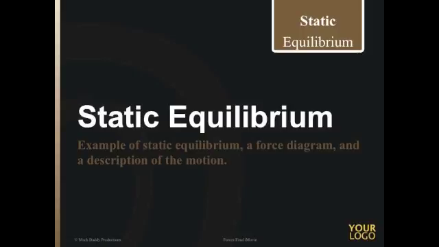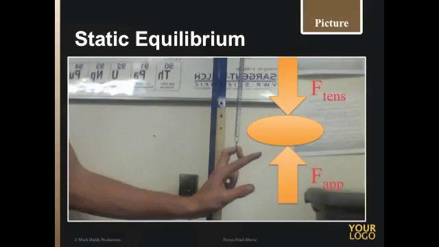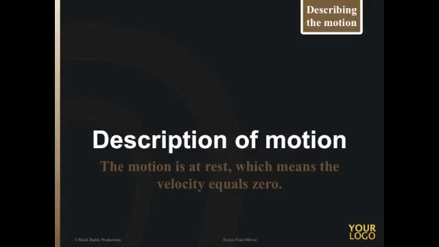Static equilibrium. An example of static equilibrium, a force diagram, and a description of the motion is what you'll be seeing in the next few slides. This is the picture of me holding down a spring. The F tension is on top, and the F applied, I am doing the F applied. Here's a description of static equilibrium. When the motion is at rest, it's static equilibrium, and that means velocity equals 0.